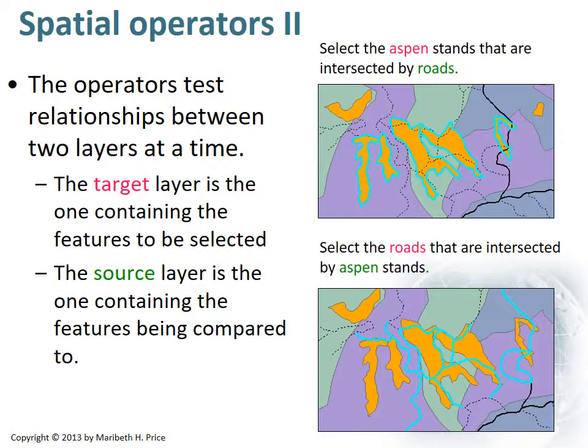So in this case here, aspen stands intersected by roads is the top diagram. So the result is the aspen stands, the target, that are intersected by roads, the source or comparison. In the bottom, we select roads as the target that are intersected by aspen stands as the source. So we're using the same two data sets, different order of formulating the query, and we get different results.